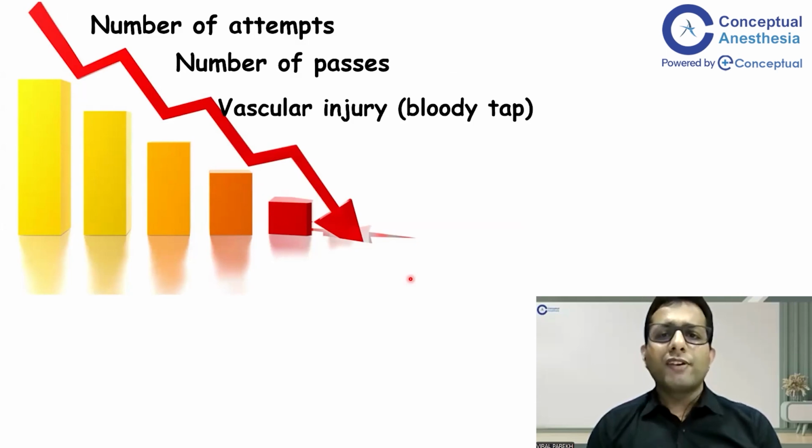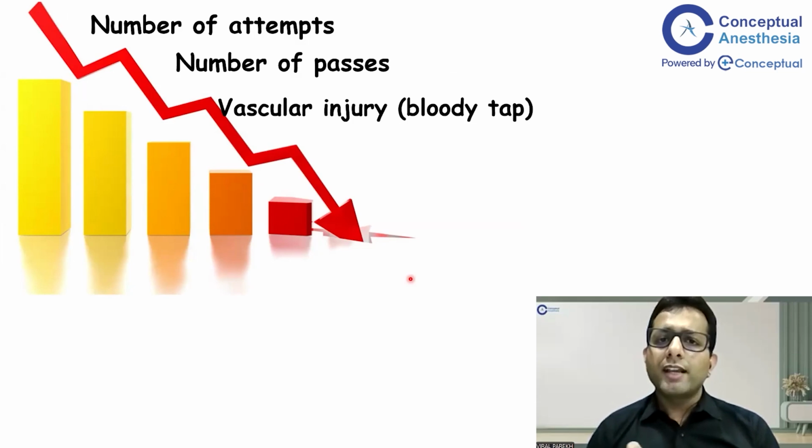So now coming to number of attempts and number of passes. What is number of attempts? You're putting a spinal needle inside, you're pricking the patient and the spinal needle is going in. You're hitting the bone, you're removing the needle completely and you're taking another attempt. And number of passes is you've inserted the needle, you've hit the bone, you have not removed the needle completely and you have redirected the needle. So that corresponds to the number of passes.